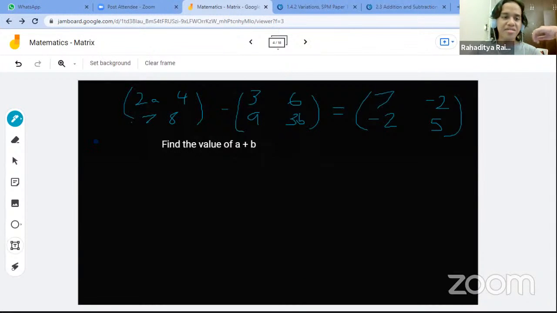Find a and b. Yes, thank you, Rachel. So 2a minus 3 is equal to 7. 8 minus 3b is equal to 5. And you can just do simple algebra.